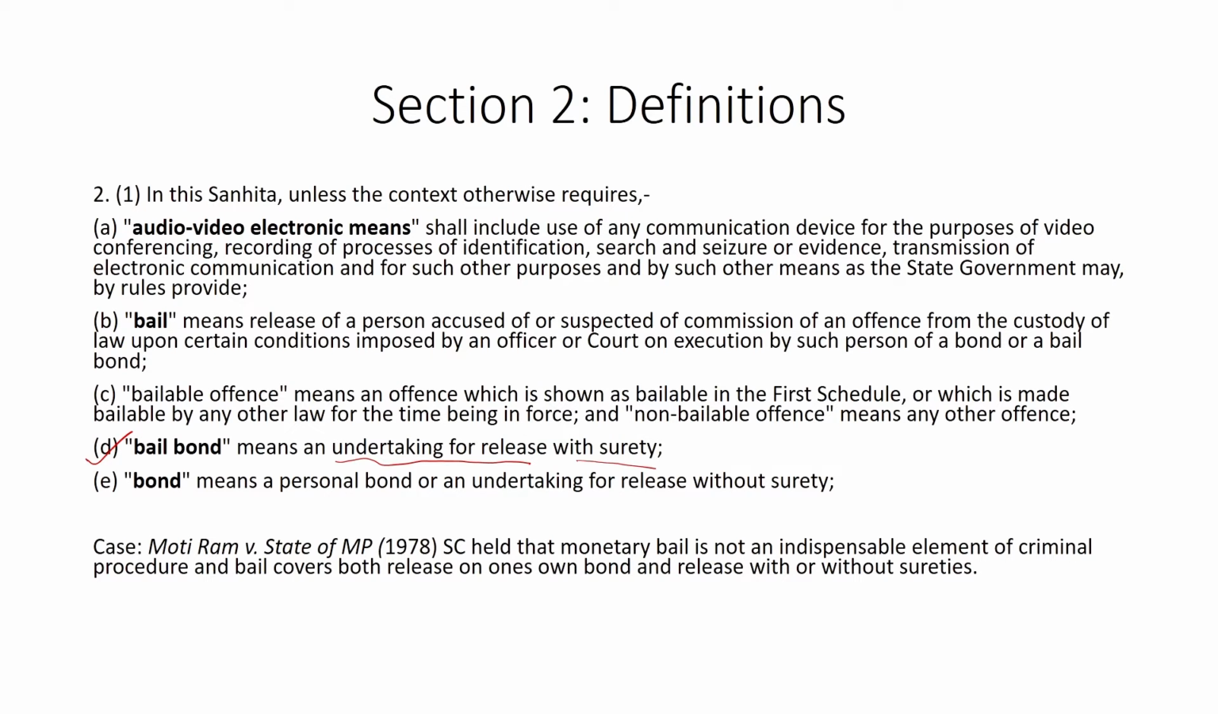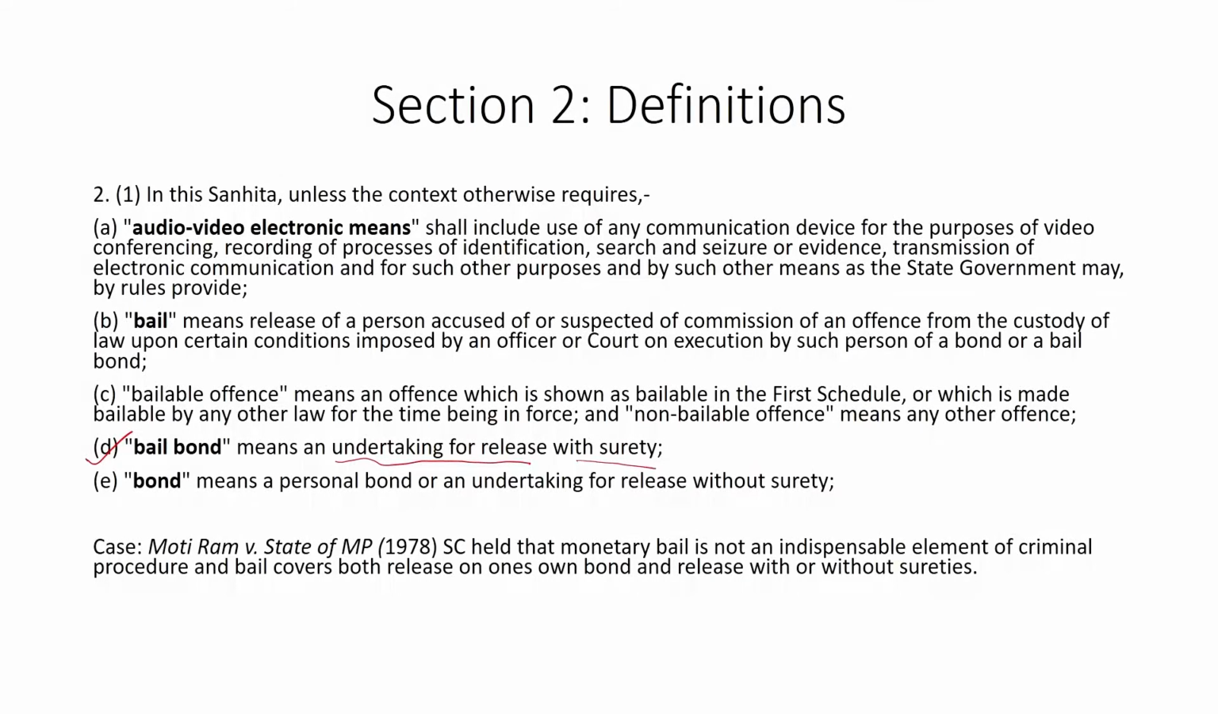Okay, and that person should be ready to give some amount of money in case you jump the conditions of that bail, in case you do not abide by those conditions. So, what is a bail bond? It means you have furnished an undertaking to the police or to the court, wherever you are securing the bail from. So, when you have furnished this undertaking for your release and that is accompanied along with surety, that is what is bail bond. And further, the law makes it clear what is bond. Bond means a personal bond.